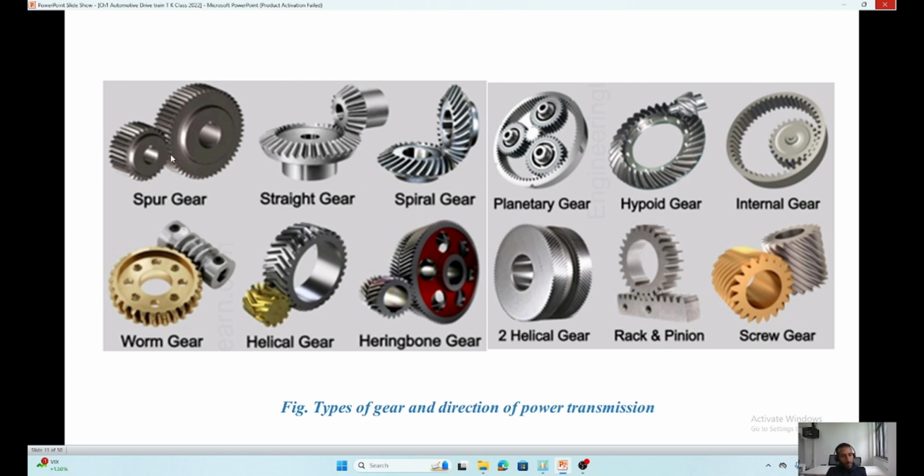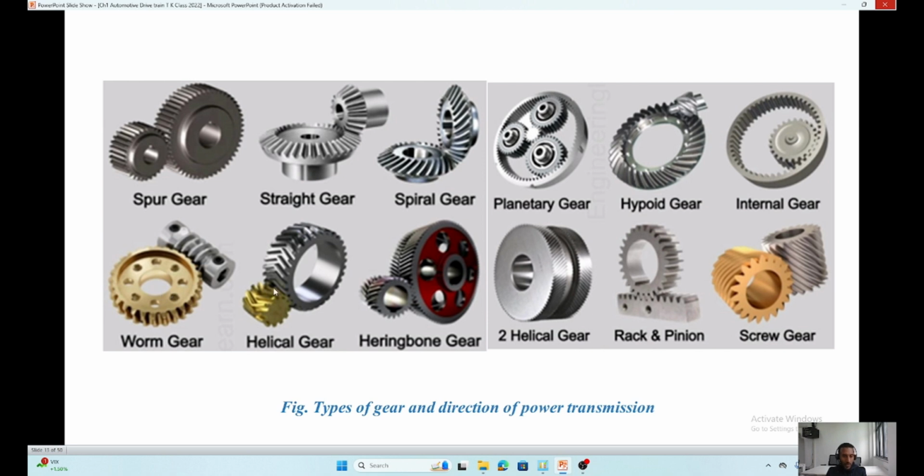And if you observe this spur gear, the straight gear, spiral gear, planetary gear, hypoid gear, they are able to transfer at different angles. For example, mostly we use this spur gear in the reverse gear of a manual gearbox. This one we will use in differential parts, the straight gear and spiral bevel gear. This one we use in automatic transmission, and this gear we use in the differential. Also, we use this gear in the steering system.